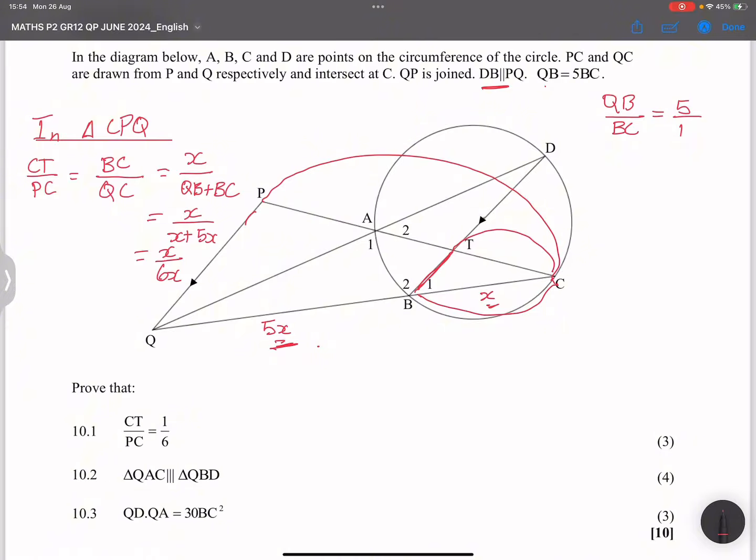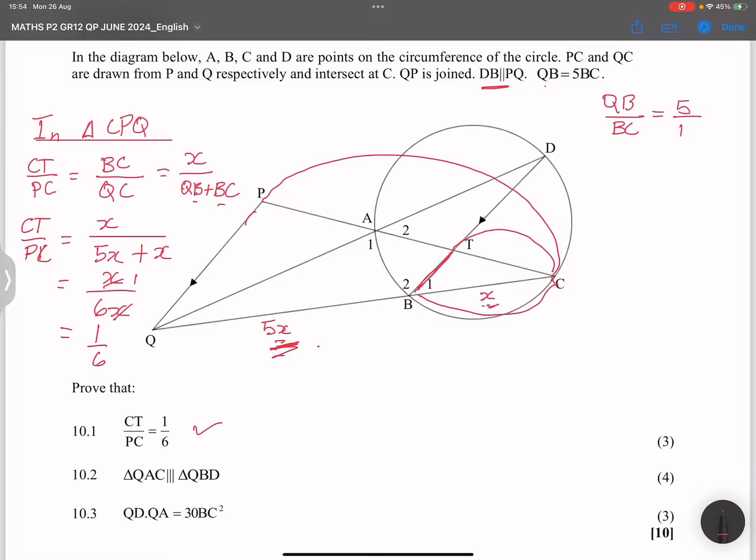And so this gives us X over 6X. And so, ladies and gents, you can see how CT over PC will give us 1/6. Okay, I know I didn't write it quite nicely there. So let's say CT over PC is equal to X divided by, remember we said QB is 5X, and we said BC is X, and so that gives us X over 6X. So if you cancel those out there, that gives us 1/6.